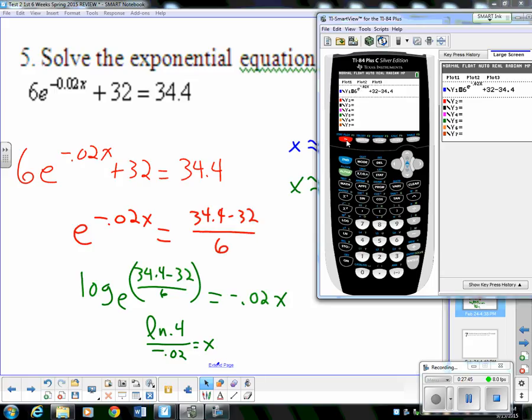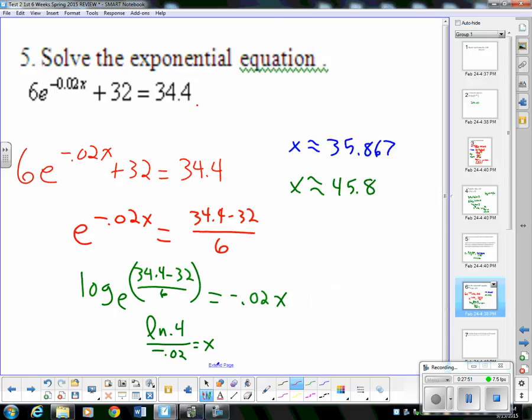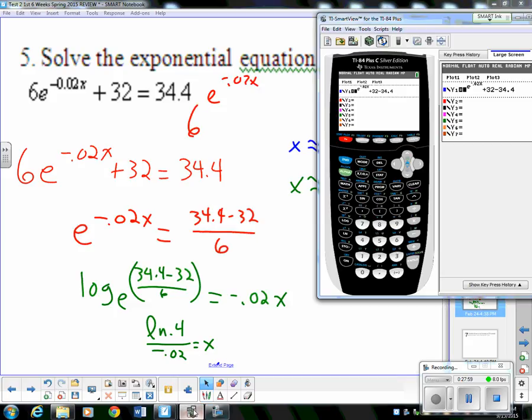I don't know if y'all can see it from where you are, but if you look at what I typed in, I actually have this. I have 6 raised to the e raised to the negative 0.02x. So it's like 2 exponents. So I apparently typed it in wrong. So let's clear that and let's type it in correctly. 6e raised to the negative 0.02x. Okay? 6e raised to the negative 0.02x plus 32 minus 34.4.